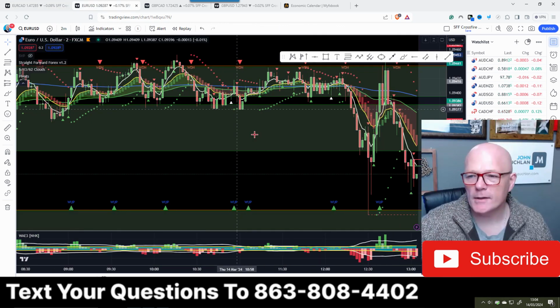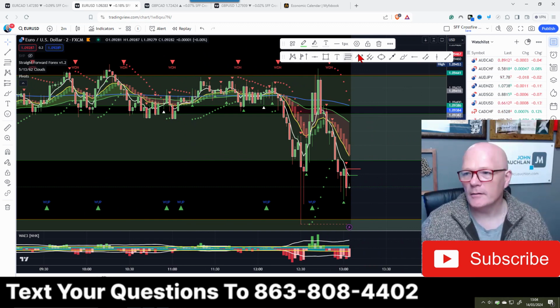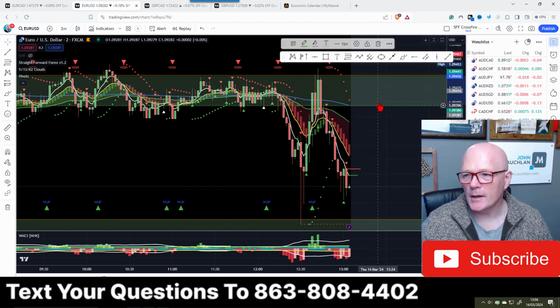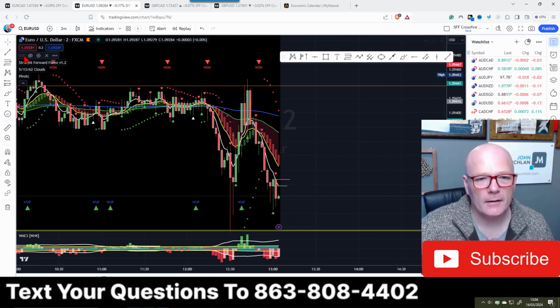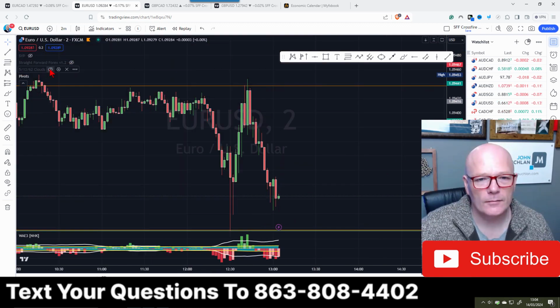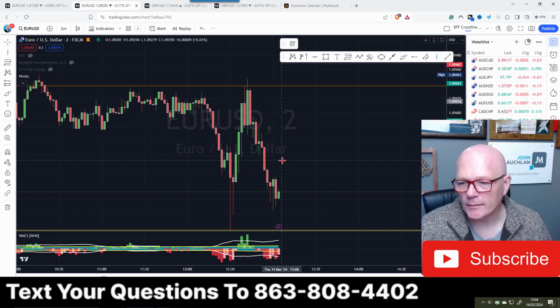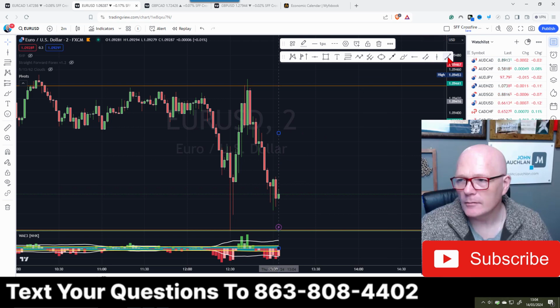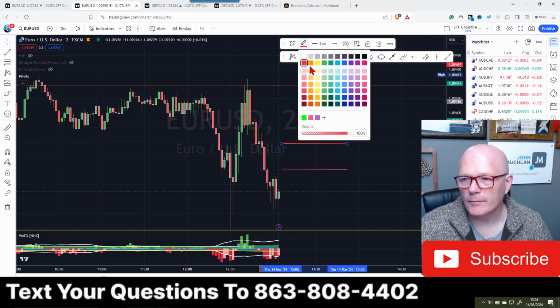Okay, so Euro USD, same sort of thing. What you can see here is all the different imbalance that was on. That's all been mitigated. So I'm just going to take off those. Put a line on here. There we go, and a couple of trend lines. And we'll change that one to green.